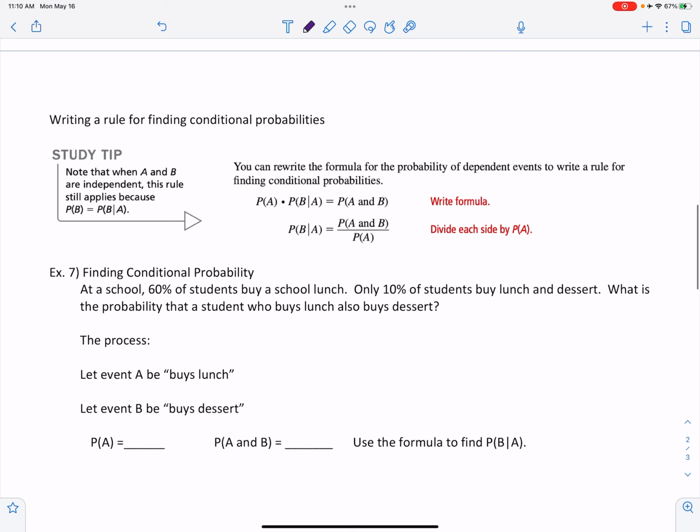Writing a rule for finding conditional probabilities. You already had this formula earlier. Of course, they wrote it like this. They just switch sides. And they want you to solve for the conditional probability, which is the probability of B given A. That is your conditional probability. And all they did is divide both sides by the probability of A.